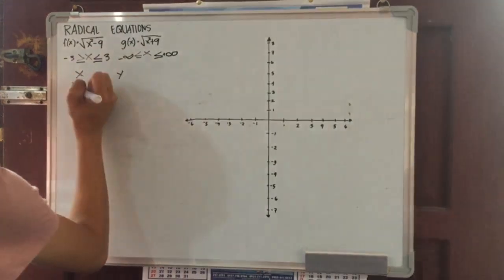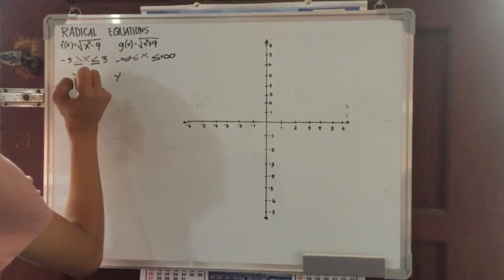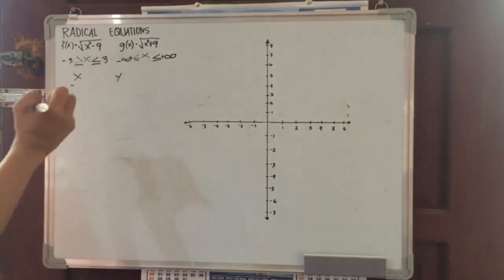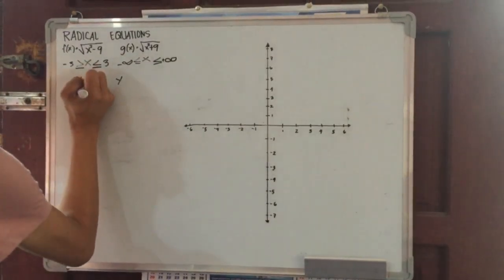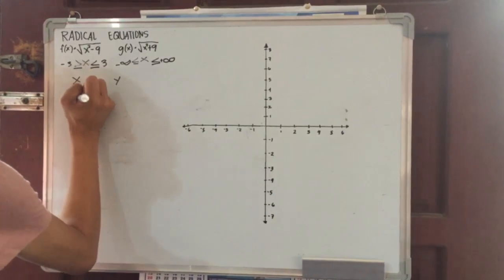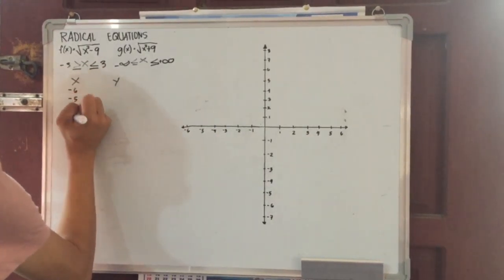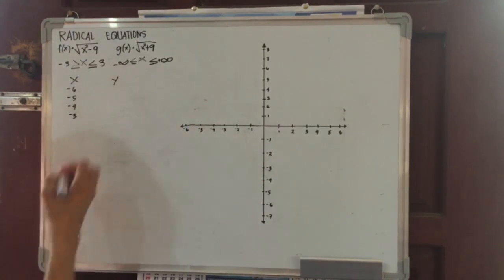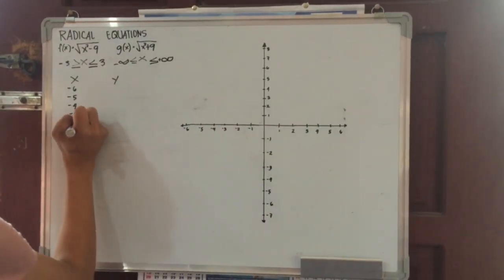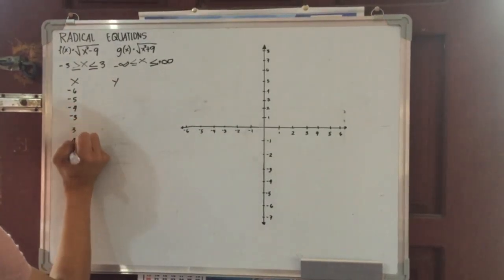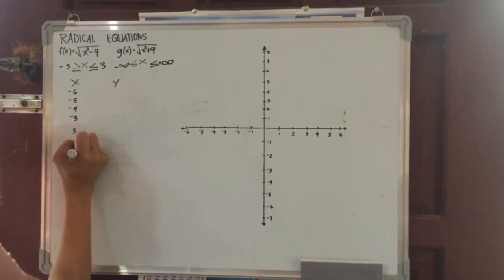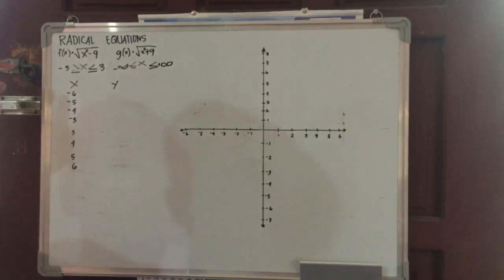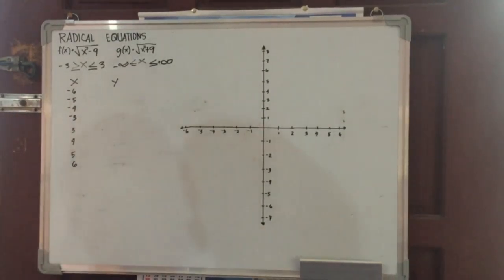So let's start with -6, -5, -4, -3, 3, 4, 5, and 6. So that's our values for our x.